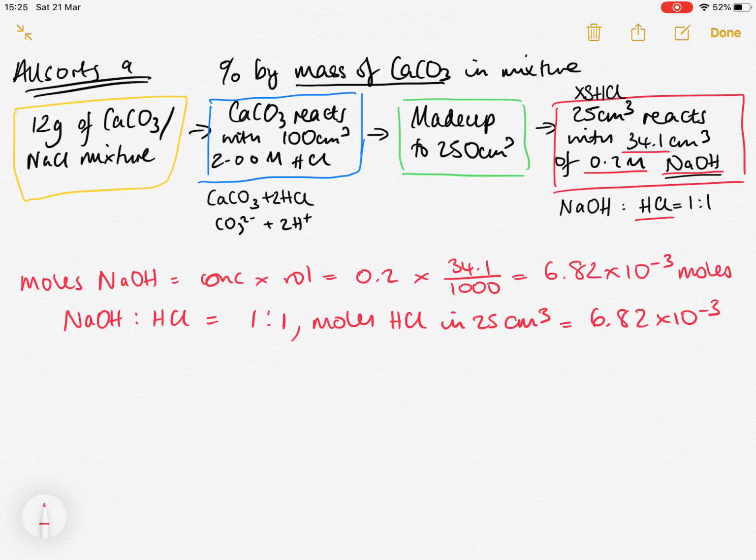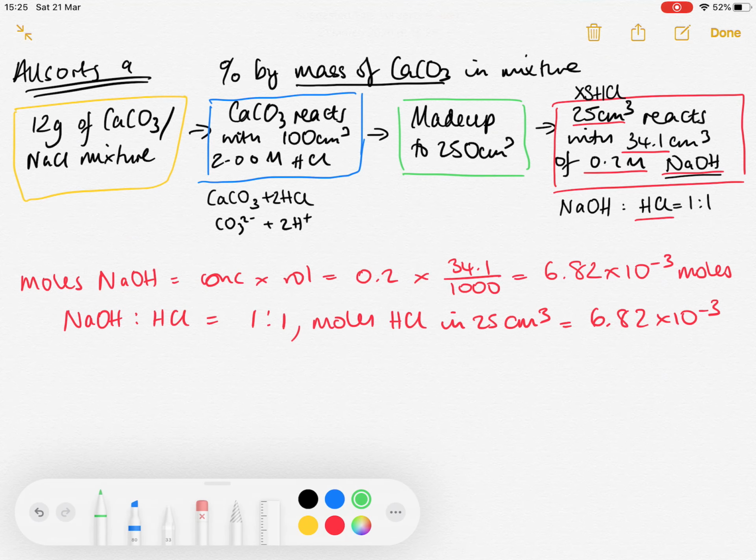So that's the red box. We can't get anything more out of that. We've considered the volume and the concentration of sodium hydroxide. We've considered the volume of the HCl, and now we've got to move on a box. So back to my green.